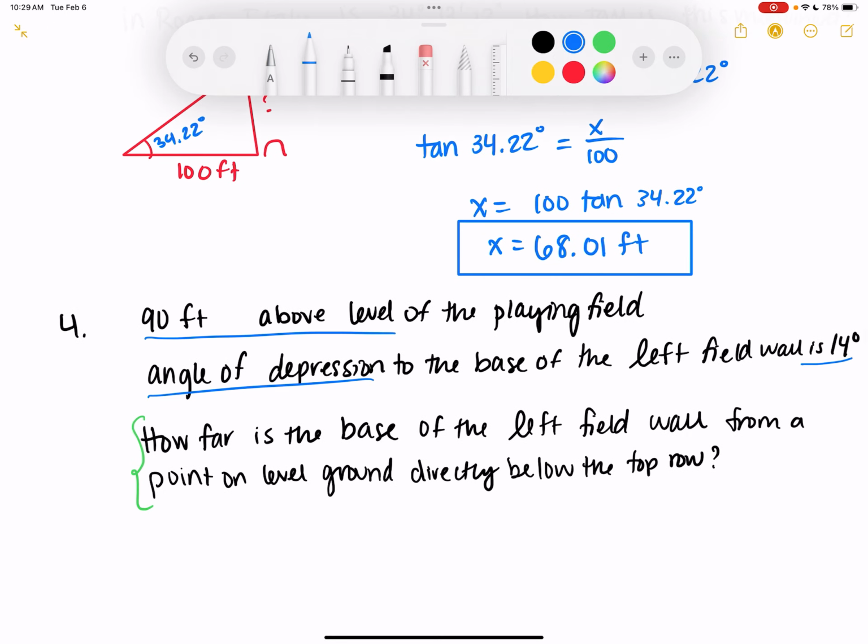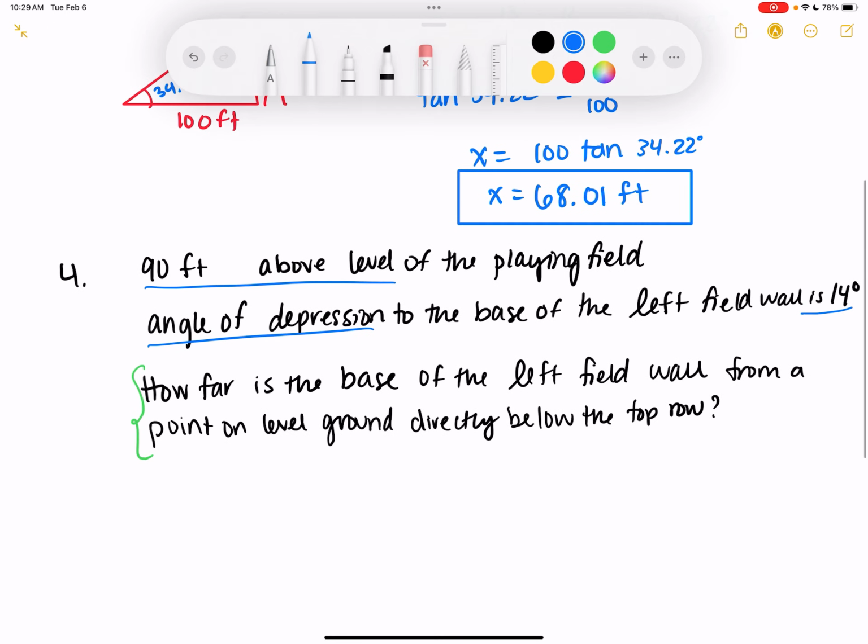So, I've got a baseball field. Assuming you at least kind of know what a baseball diamond looks like. It's making me think of either a slice of pizza or snow cone. Yeah. Alright, the top row of the red seats behind home plate is 90 feet above the level of the playing field.